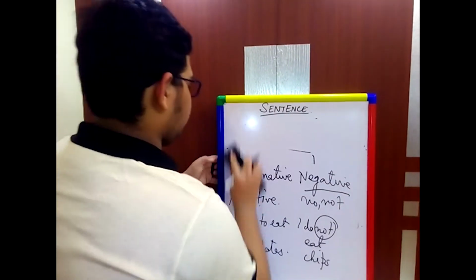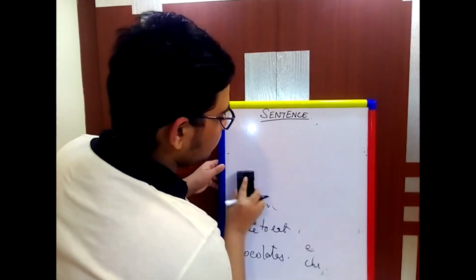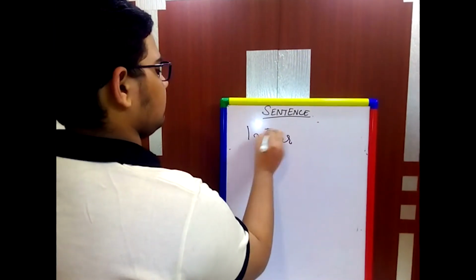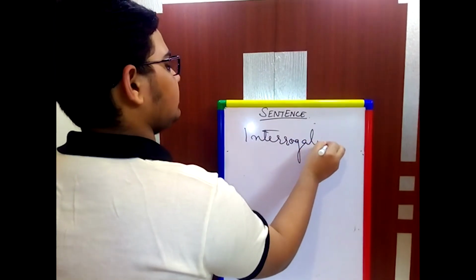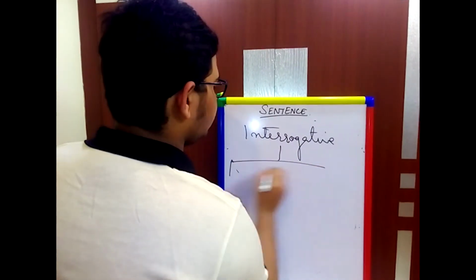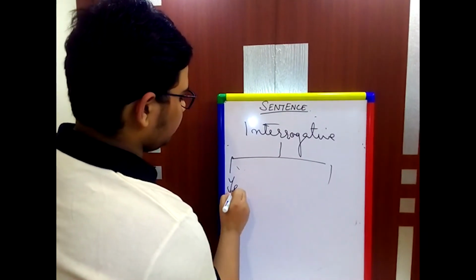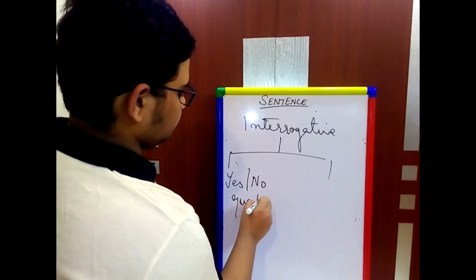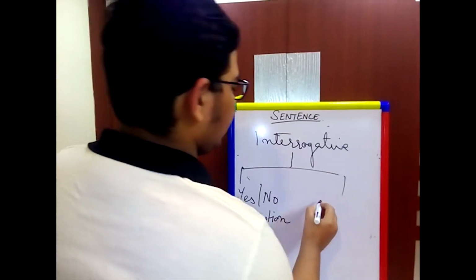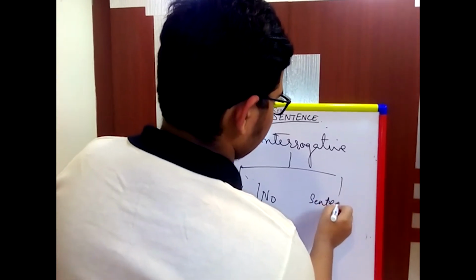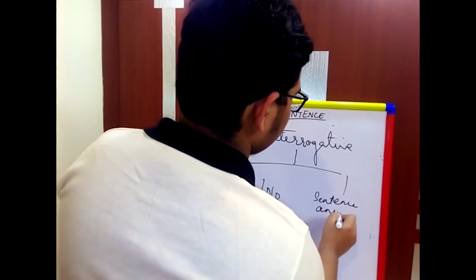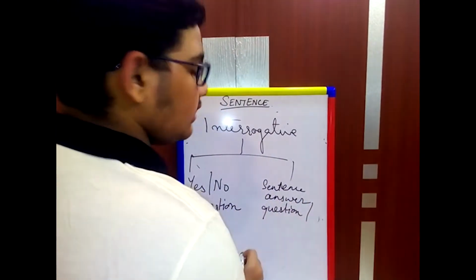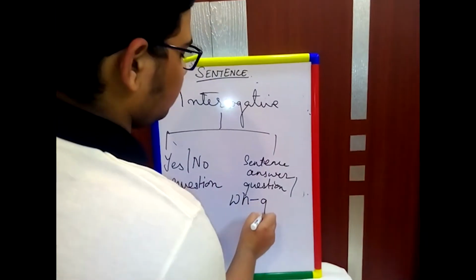Now we come to the interrogative sentences or the question sentences. Now this can be further divided again. We have the yes or no question, and we have the sentence answer question. This is also known as the WH question.